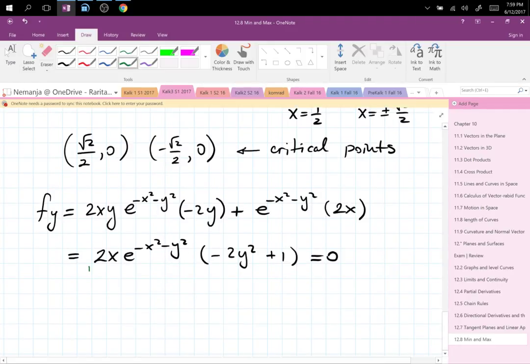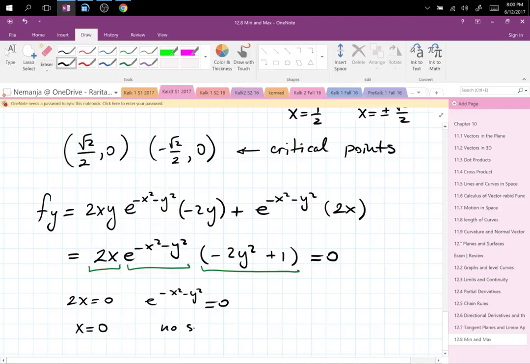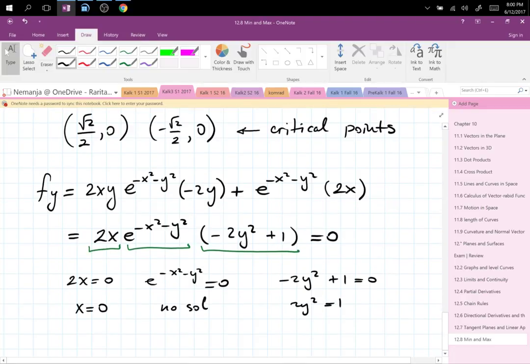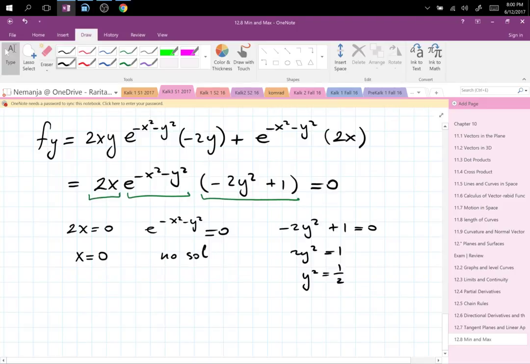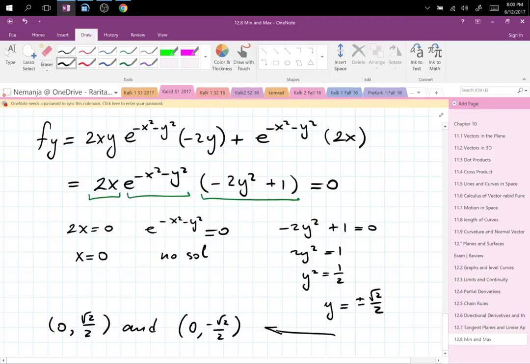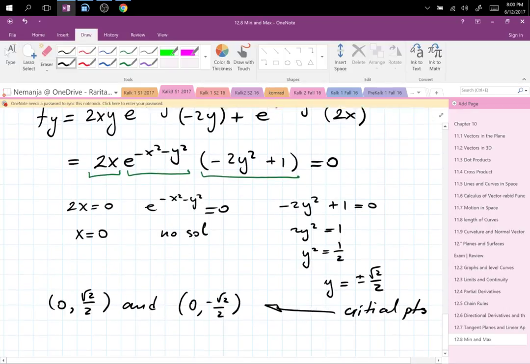Again, we have 3 parts to worry about. Just a little bit of algebra, nothing scary. We have 2x equal to 0 from where x is equal to 0. We have e to the minus x squared minus y squared equal to 0, which has no solution again. And then we have negative 2y squared plus 1 equal to 0, from where 2y squared is equal to 1, from where y squared is equal to 1/2, and then finally y equals plus minus root 2 over 2, giving us 0, root 2 over 2 and 0, negative root 2 over 2. Those are also critical points, as I promised.